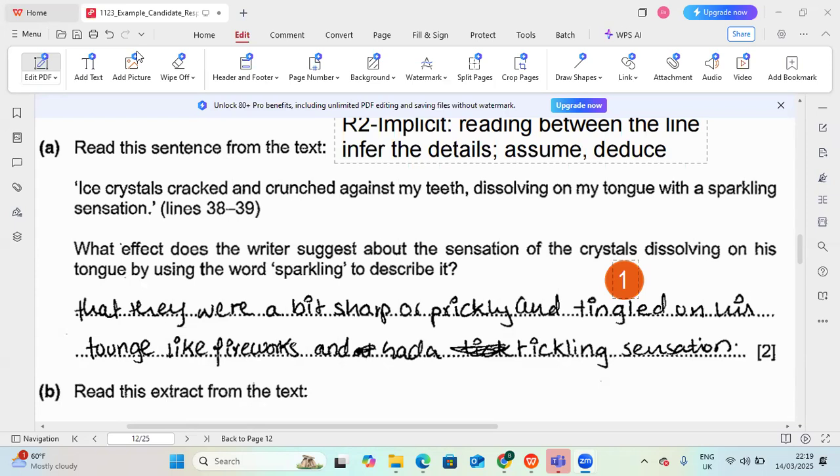So what does the word sparkling describe over here? He says the answer is that they were a bit sharp and prickly and tingled on his tongue like fireworks and soda, a tickling sensation. All right. So, yes, sir, it means it had a crackling feeling on the writer's tongue. It made him feel amazing.